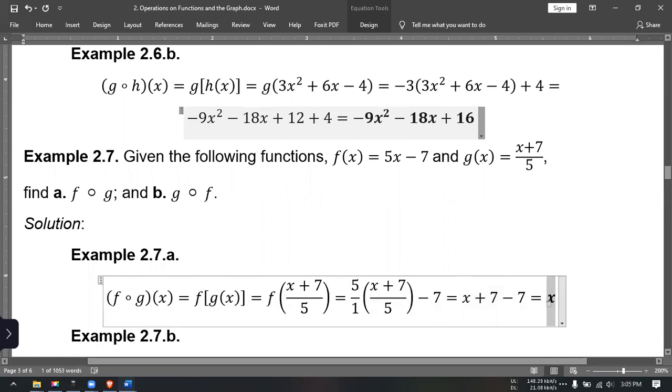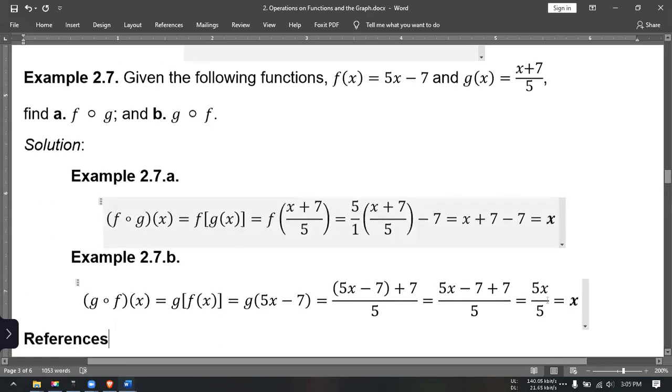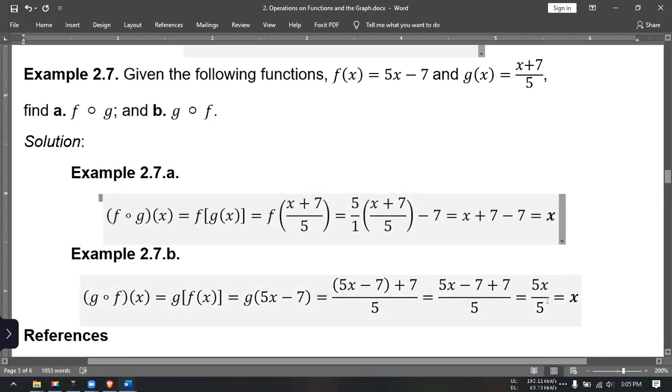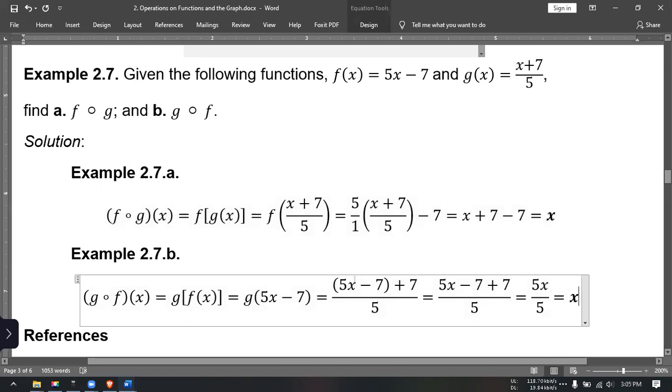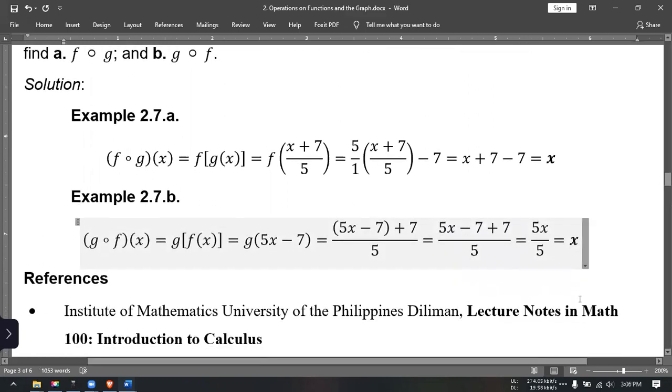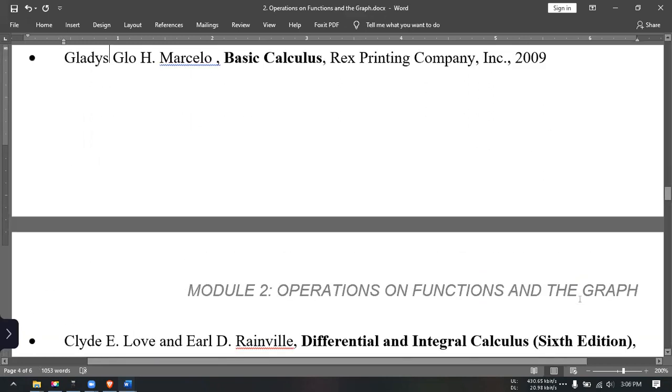And then the other one, G circle F. It so happens that the solution is equal, but not always. It just happens that they are the same. So doing that, we'll be replacing x in x plus 7 over 5 by 5x minus 7. So, basic algebra again, negative 7 plus 7 is 0. We have 5x over 5. 5 over 5 is 1 times x is simply x. And that's it. That ends our discussion.